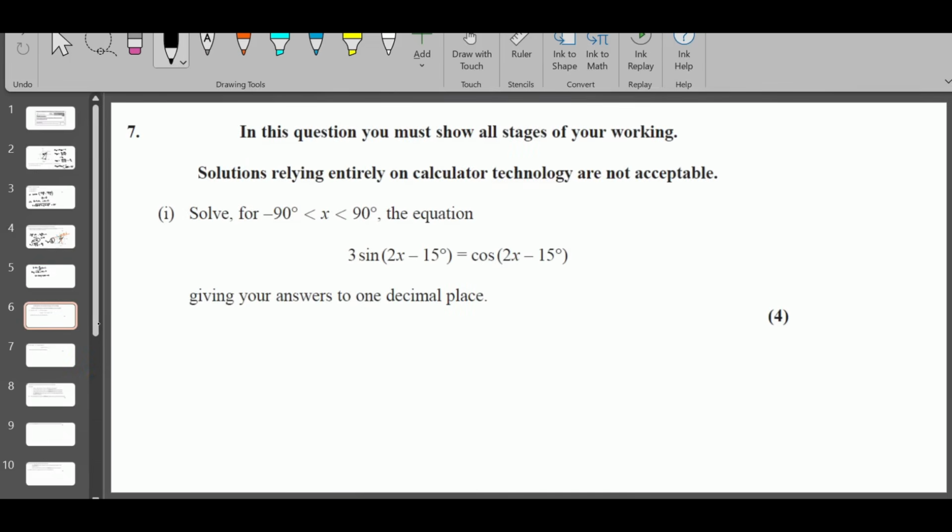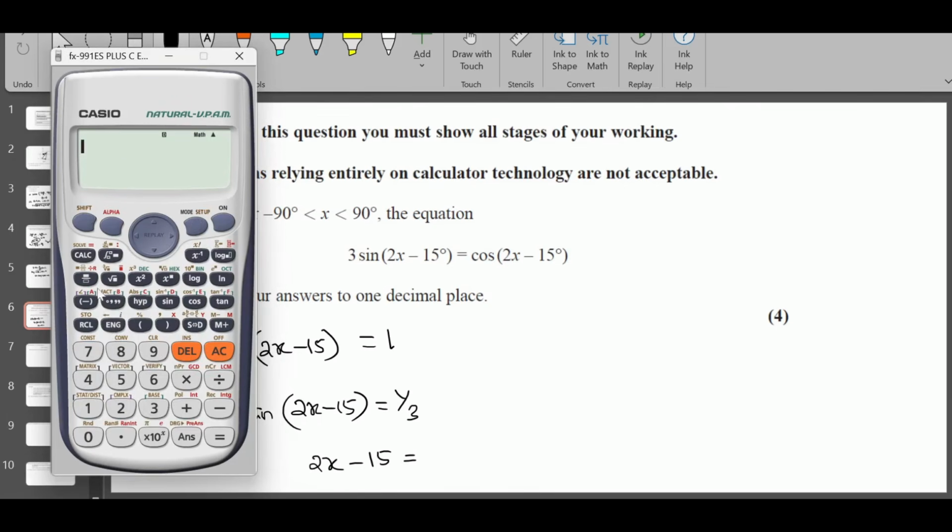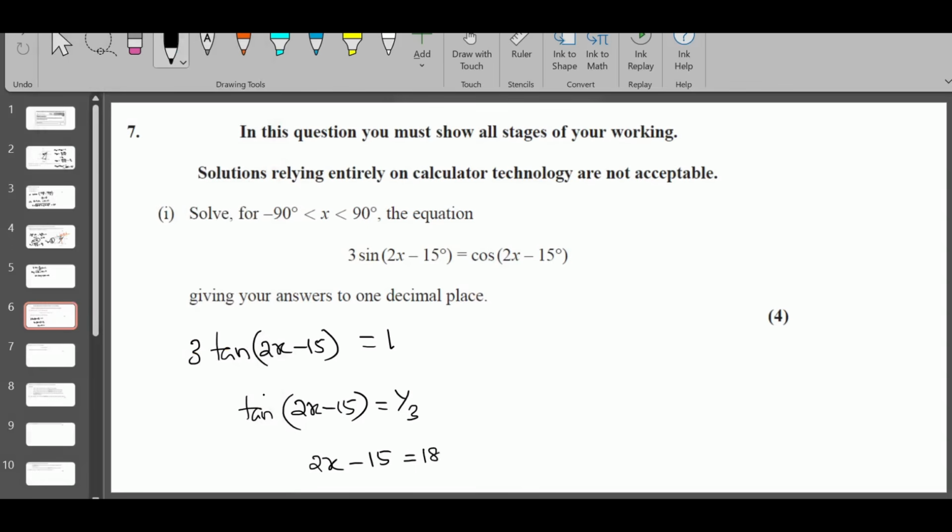Question number 7. Solve from minus 90 to 90 this equation. It's a 4-mark question. Divide throughout by cos. So you will get 3 sine over cos, which is tan, 2x minus 15 is equal to 1, so tan of 2x minus 15 is equal to 1 over 3. First find the principal value, tan inverse of 1 over 3 in degree mode, which is 18.434. Do not round the figure, we will round at the end.